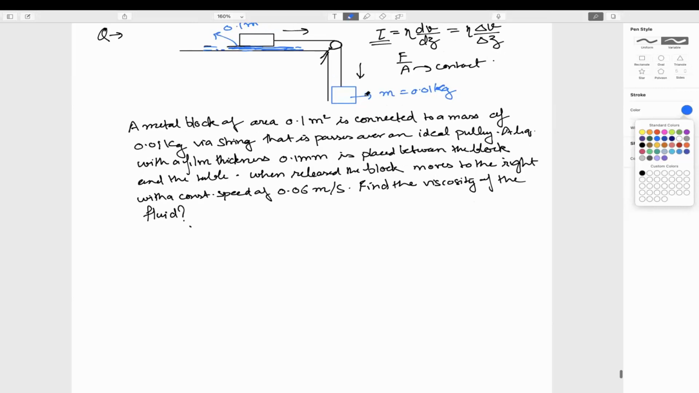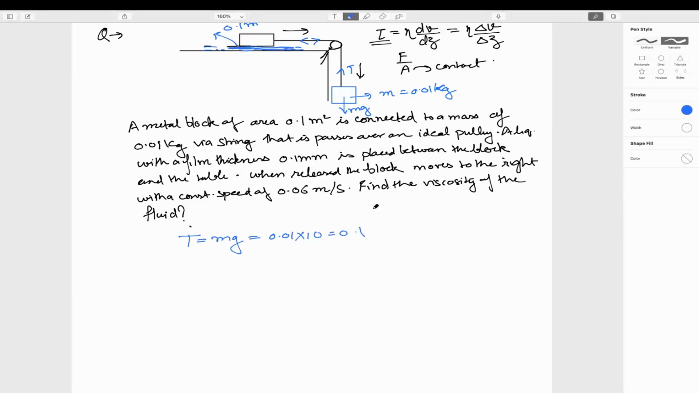As I told you many times, for any question in physics, if you know how to make a free body diagram, then you can solve any question. So for that, you can make a free body diagram of this block. So this force is like mg. Here in this direction, this is tension. So from here, what we get is T is equal to mg, that is 0.01 into 10, that is 0.1. That is the tension. Now this tension is pulling this. So this is the force that is acting on the block.